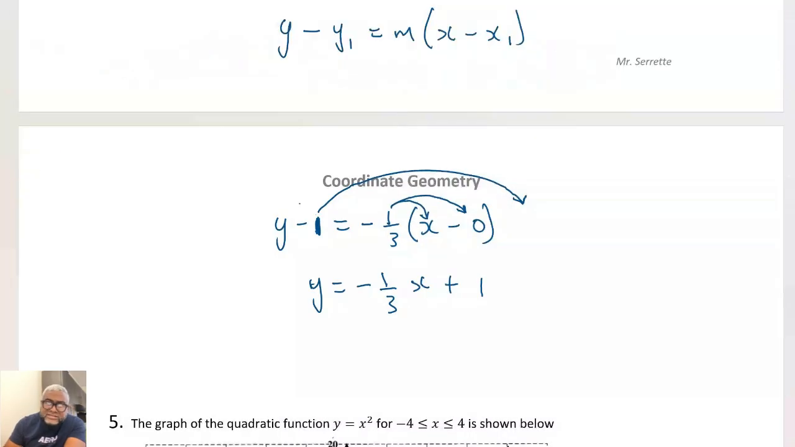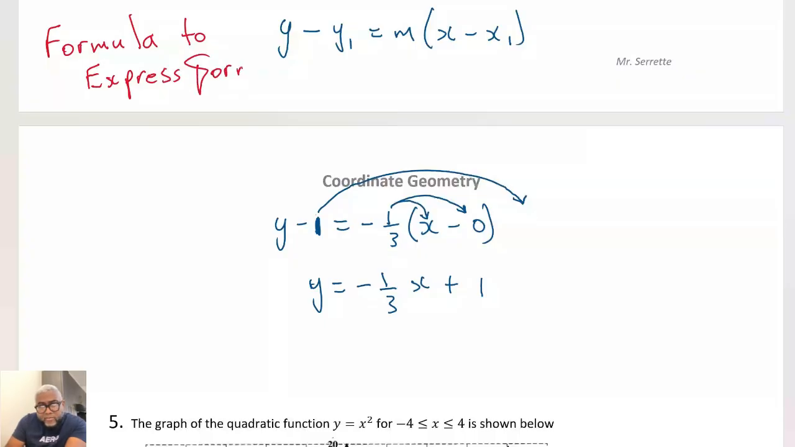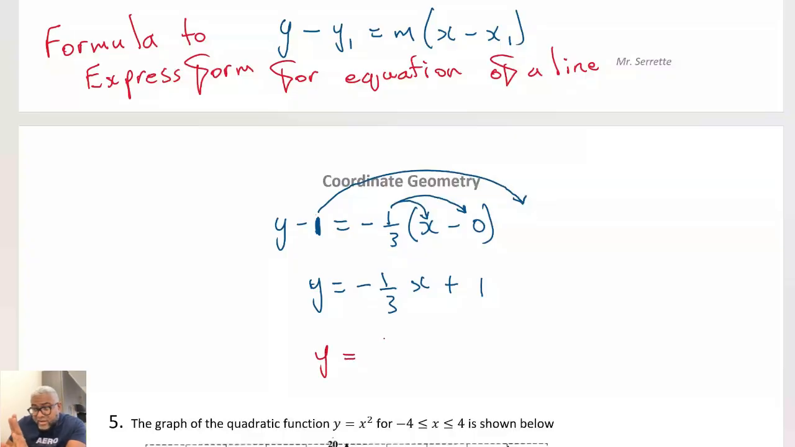What the form is, not the formula. This is the formula up here. This is the formula to express form, right, for equation of a line. But what is the form, Hollister? Y take away. No, that's the formula. What's the form? Janae said it just now.